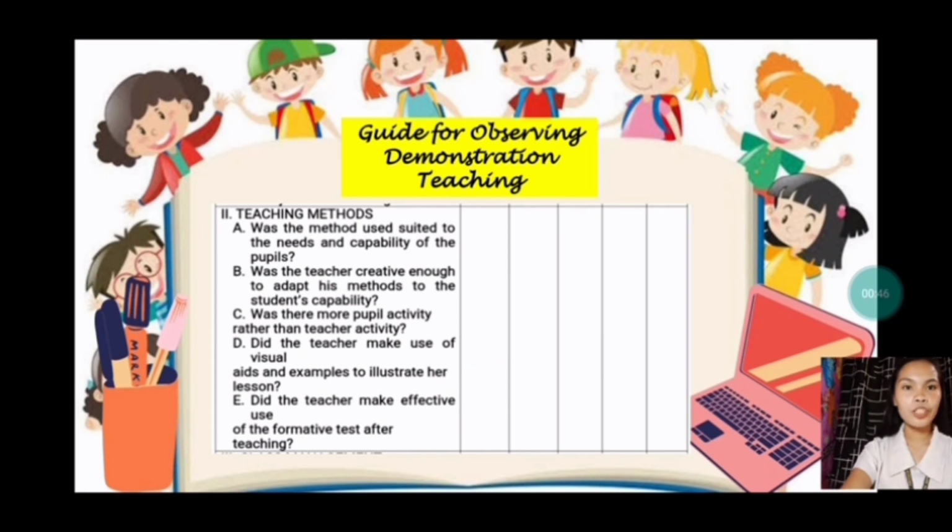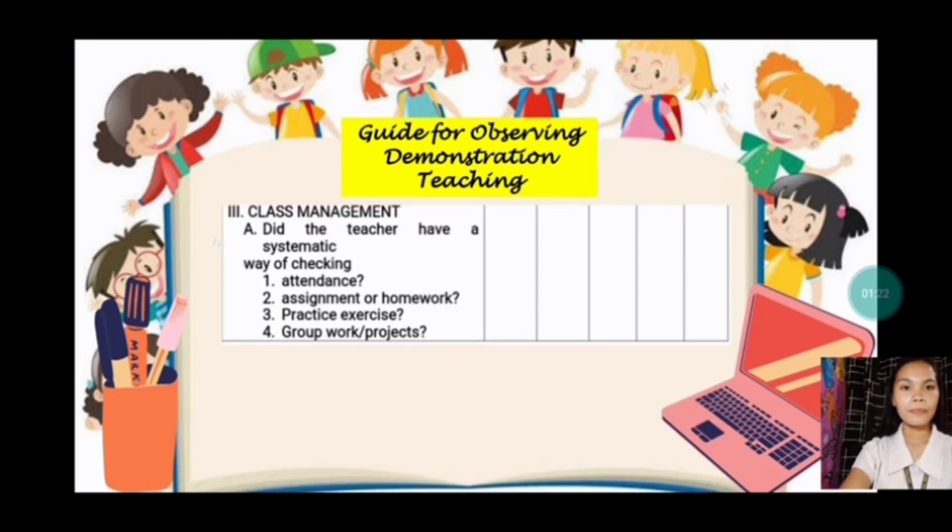Next item is the teaching methods. A, was the method used suited to the needs and capability of the pupils? Then B, was the teacher creative enough to adapt his methods to the students' capability? Then letter C, was there more pupil activity rather than teacher activity? Then letter D, did the teacher make use of visual aids and examples to illustrate her lesson? Then letter E, did the teacher make effective use of the formative test after teaching?